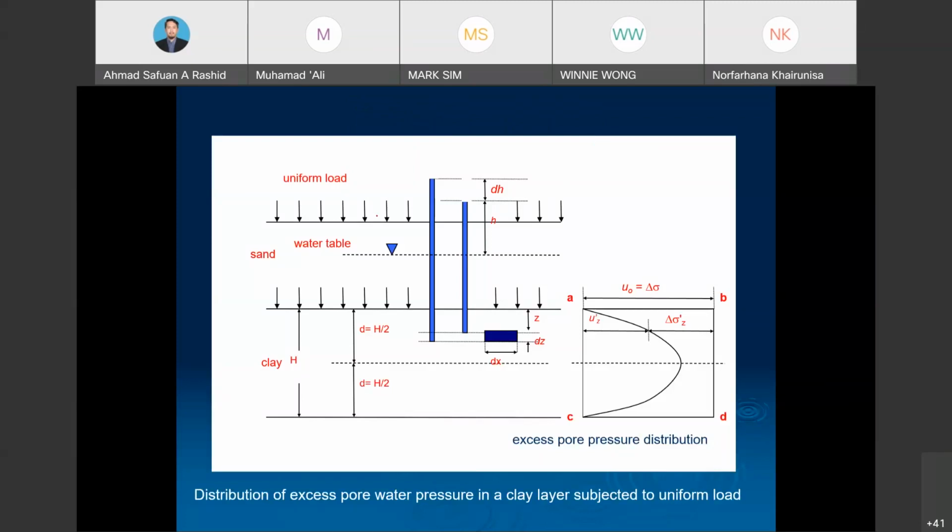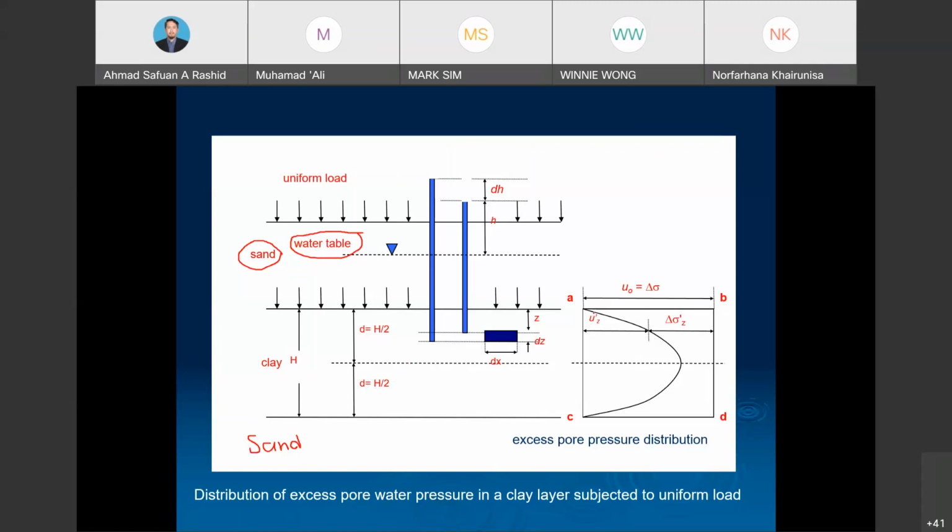Okay, so this is the uniform load applied on the soil, while this is sand. This is the water table, and the soil or the clay is fully saturated. We just imagine this is a sand material as well. In this case, we can assume that it is a double drainage system, where the thickness of the material, or the Hd, has been divided into two.